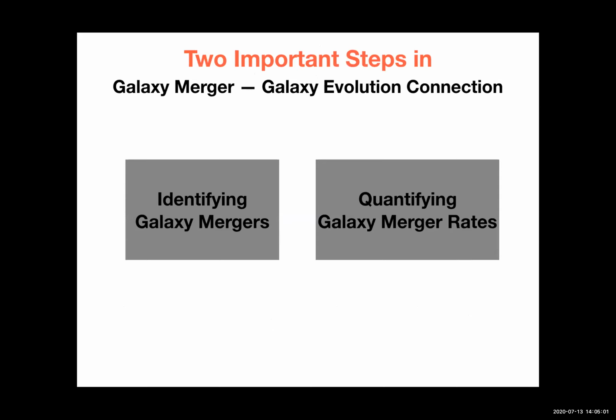There are two key steps in understanding the connection between galaxy mergers and galaxy evolution, one of which is identifying galaxy mergers, and that will be the main focus of this talk. Robustly identifying galaxy mergers, I think, is more important. The second important thing is to quantify the importance, or the rate at which galaxies merge, and its evolution as a function of cosmic time. Those are the two key aspects that I focus on in my thesis. For the purpose of this talk, I'm going to focus on the first one.